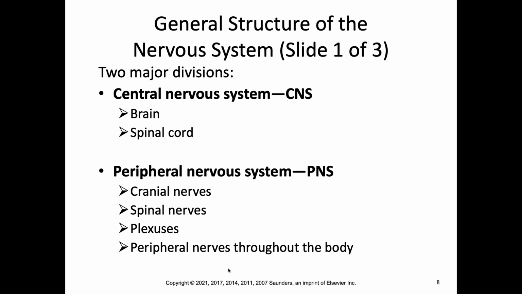There are two major divisions in the nervous system. The first one is your central nervous system, CNS. Your CNS has your brain and spinal cord. Those are the major ones. The other one is your peripheral nervous system, which is PNS. So again, remember you've got those two main divisions when you're studying this week, CNS and PNS. CNS is brain and spinal cord. Everything else is going to fall into that PNS system, your cranial nerves, spinal nerves, plexuses, and peripheral nerves throughout the body. So if you can remember, your central nervous system is your brain and spinal cord, and everything else is your peripheral nervous system, that will really help you.